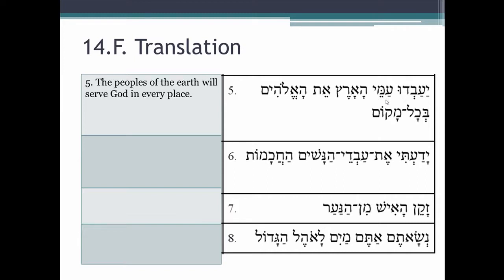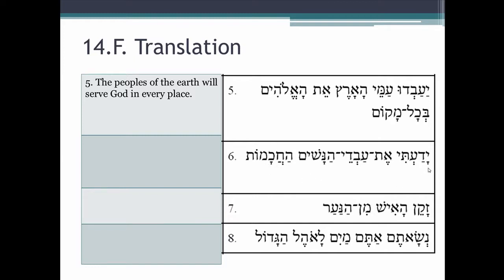The peoples of the earth will serve, there's our plural verb, will serve, and then we have a direct object marker, will serve ha'Elohim, will serve God, bekol makom, in every place. Number 6, Yadati et avdei hanashim hachakamot. So what do we have here?